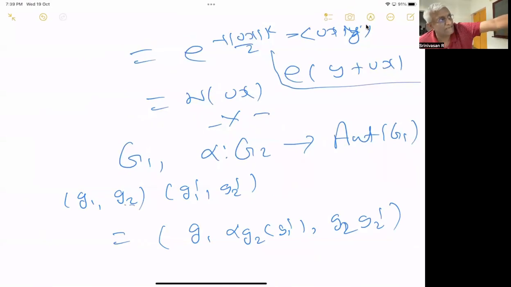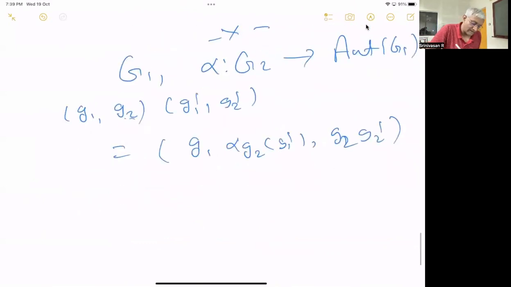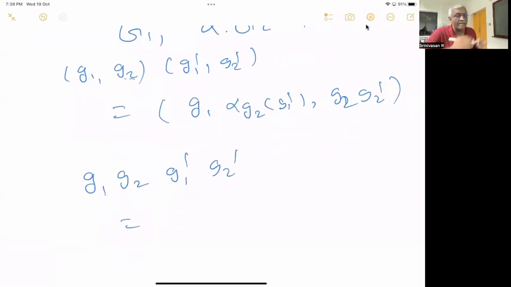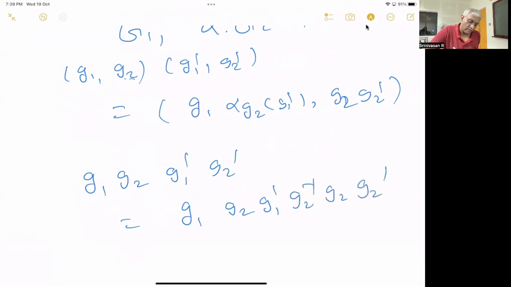It is like you can just take the product like this, a g1 g2 kind of product. You can forget about the bracket. There is no bracket. Then g2 has to cross over g1 prime, and to cross over, it takes an alpha g2. I will erase this. This is just for you to imagine: g1, then you have g2 and g1 prime, and you put a g2 inverse g2 here, then g2 prime. This is like alpha g2 of g1 prime.